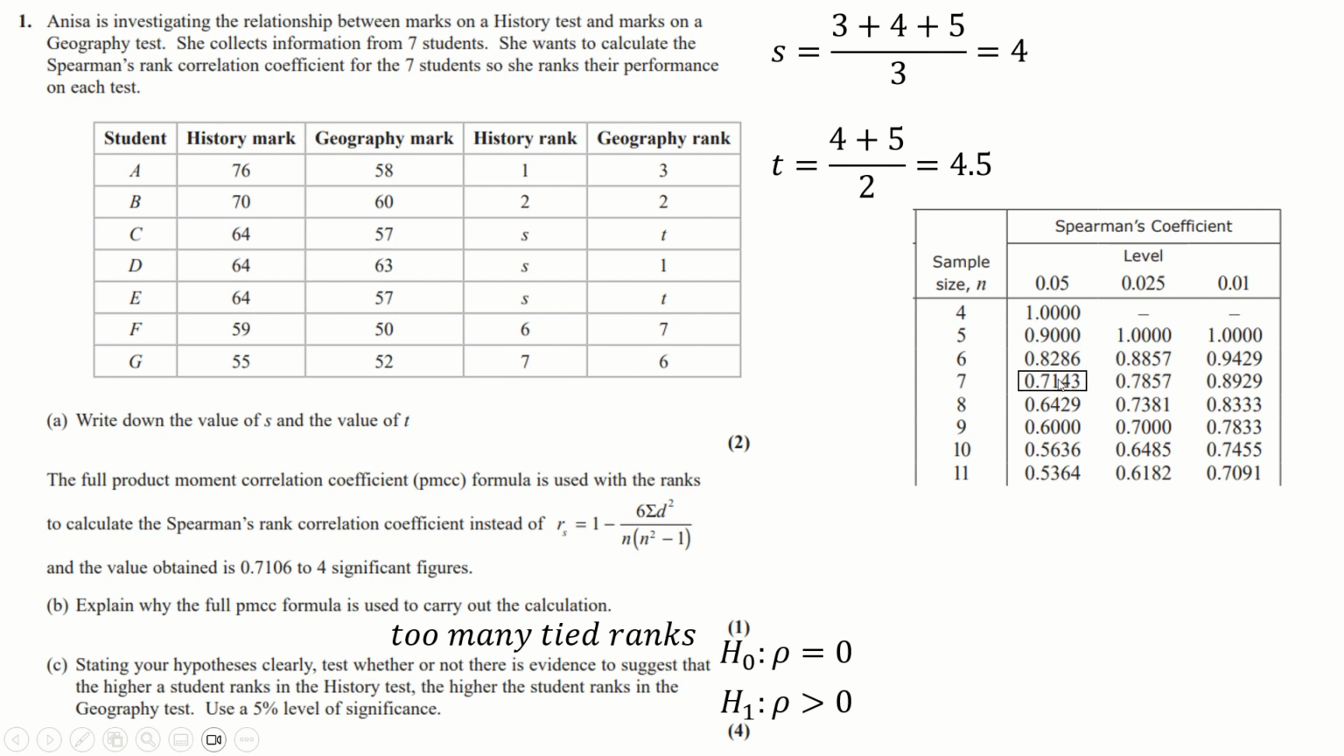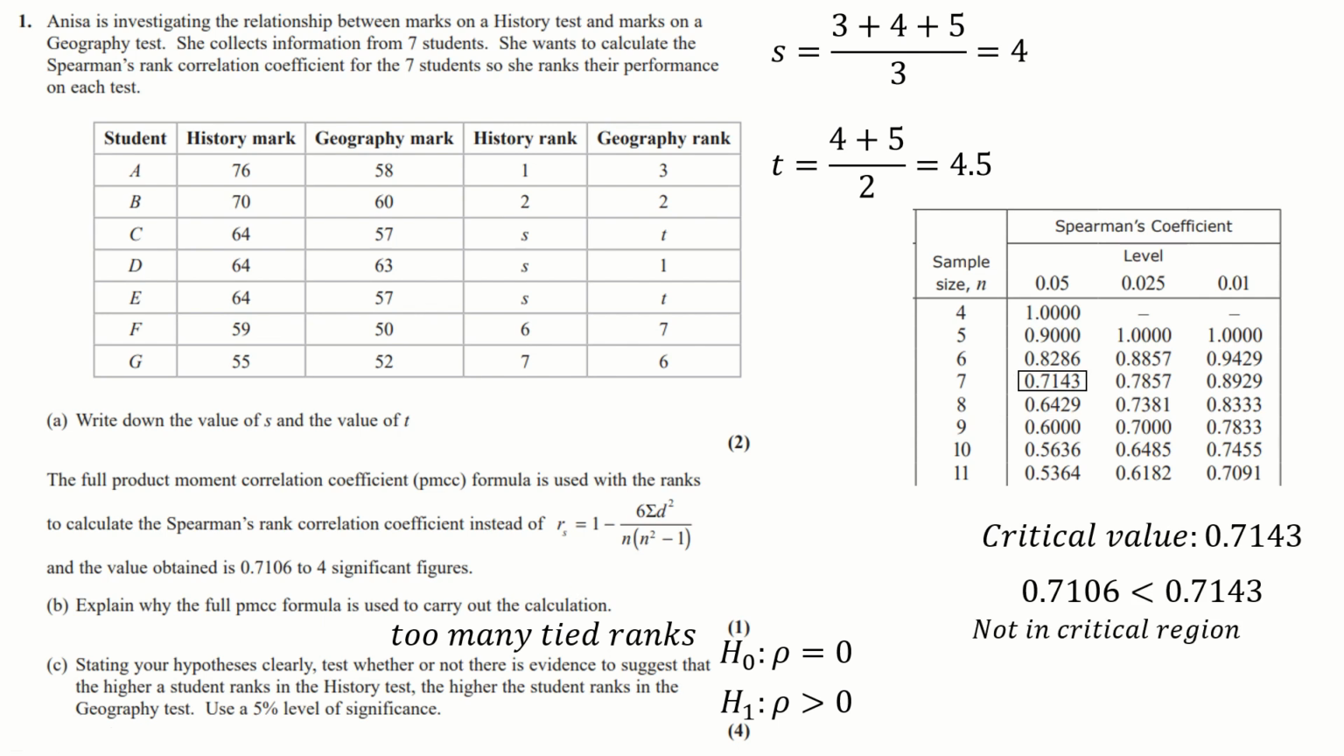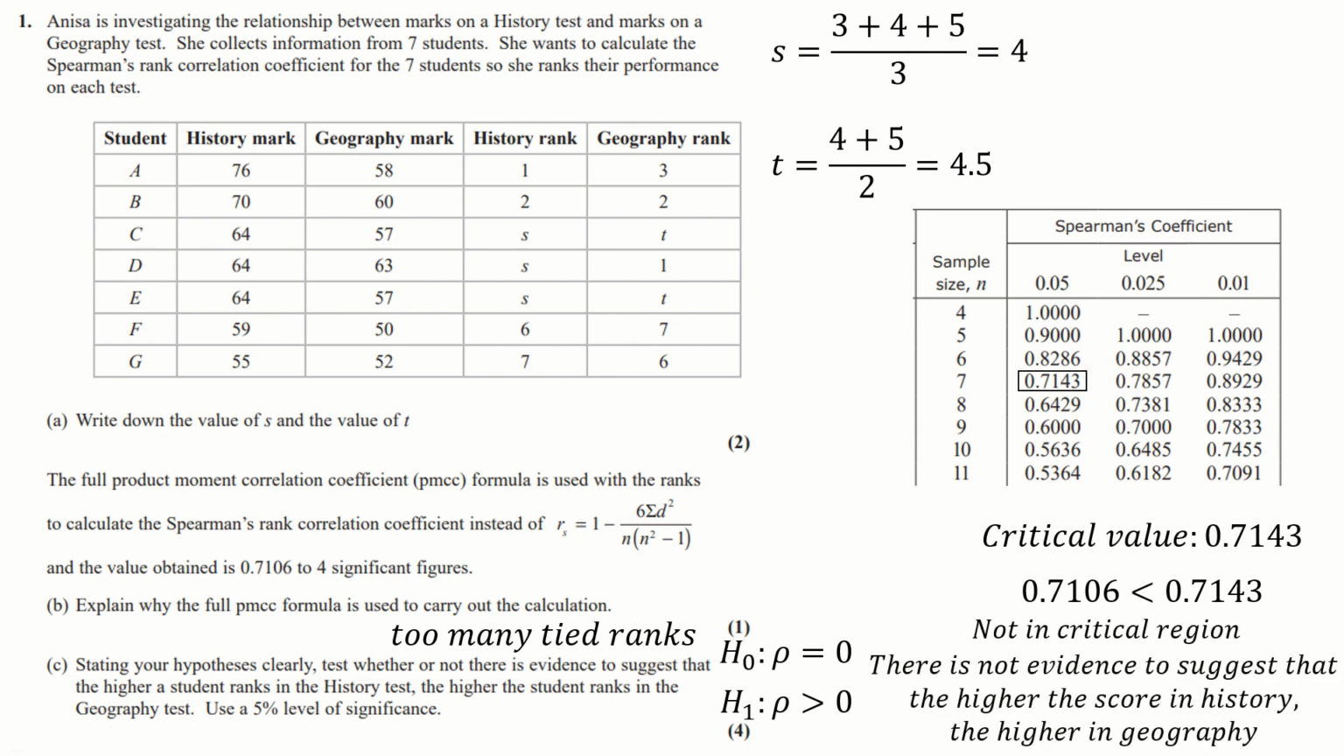And I think this is bigger than this, or in other words, the test statistic here is less than the critical value. It's not really a test, it's a thing that we've calculated. It's not in the critical region, and so therefore we're not going to reject H0. There's not enough evidence to suggest that there's a positive correlation here. Throw in some context, always a good idea to throw in some context. But otherwise, that question is done.